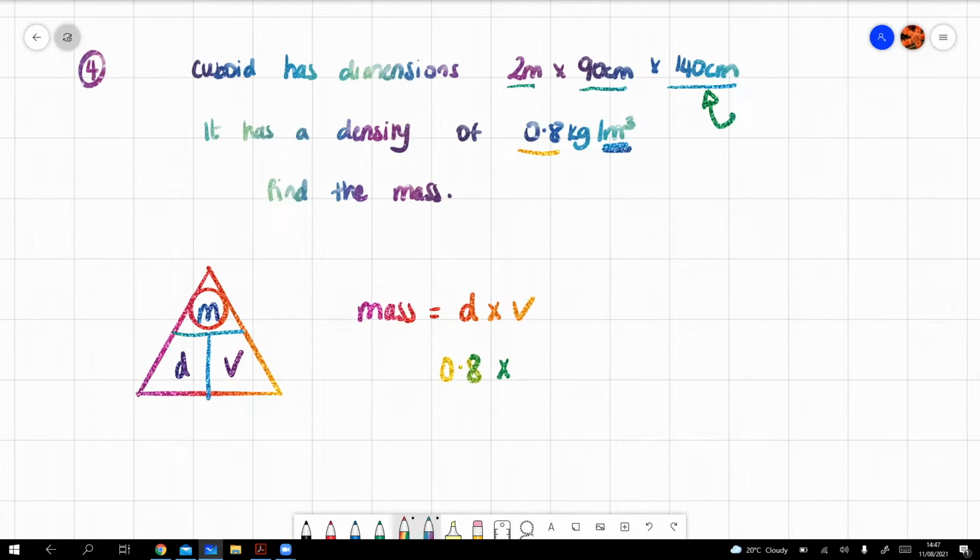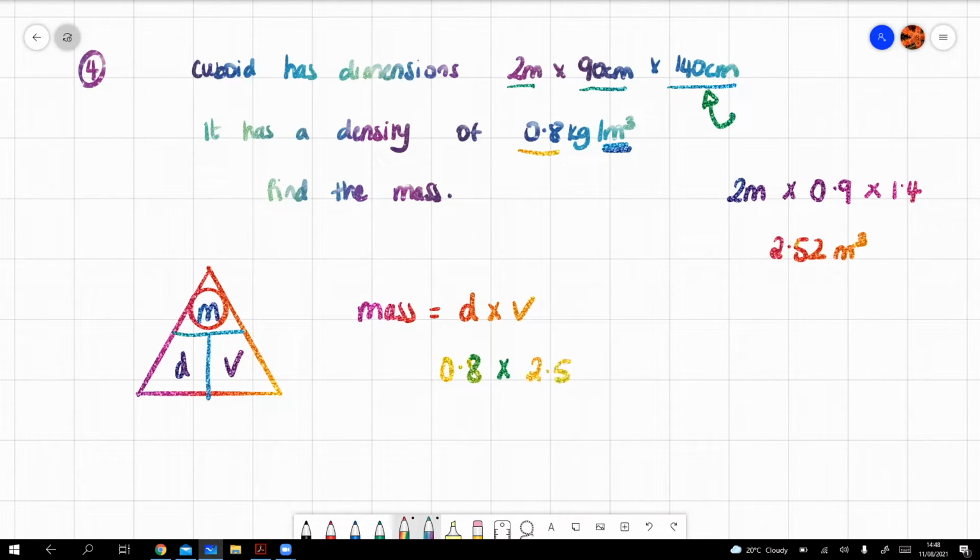So there, I've got 2 meters. Well, I've got to change 90 centimeters now into meters. That would be 0.9. And 140 centimeters in meters would be 1.4. Okay, so now I can times this out. So if I times that together, I'm going to do 2 times 0.9 times 1.4, and I end up with 2.52 meters cubed. Okay, that is my volume.